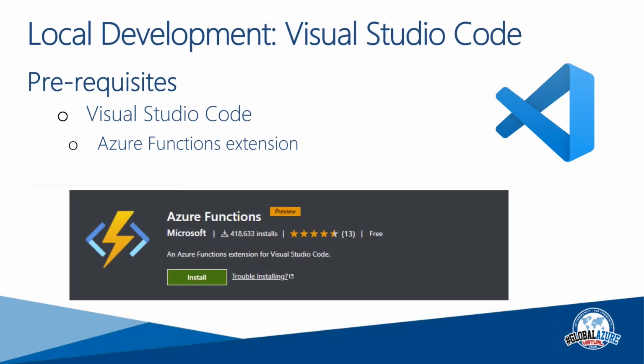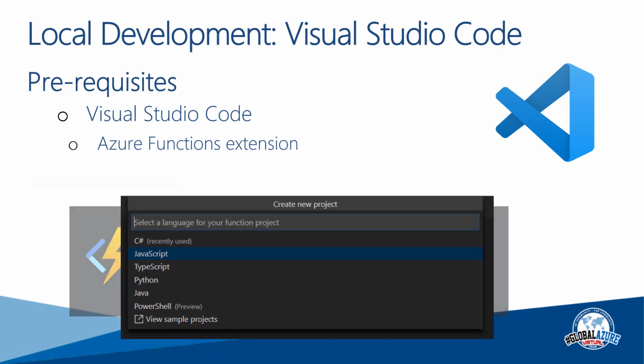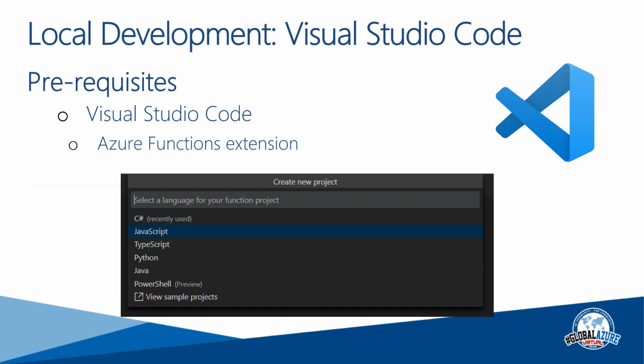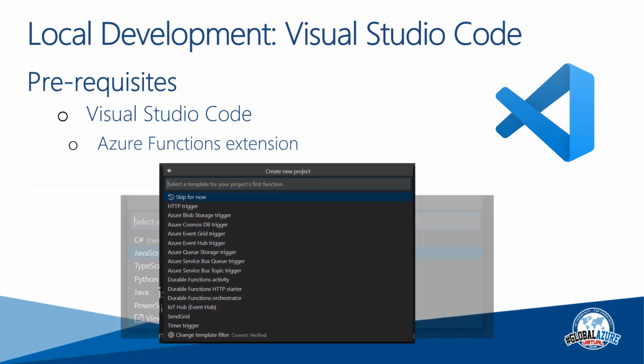If you would rather do your development in Visual Studio Code, then all you need to do is add the Azure Functions extension from the extensions gallery. And once that's installed, then you can create a new function. The wizard will guide you by asking you to select the language for your functions. And once you select a function language, then you'll be prompted to select the trigger type.